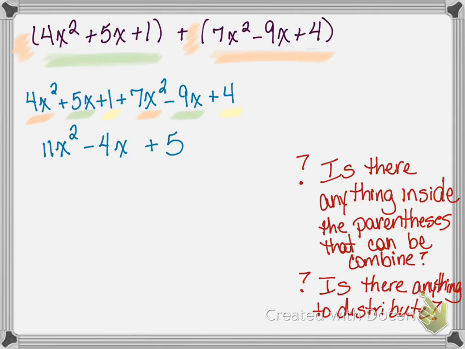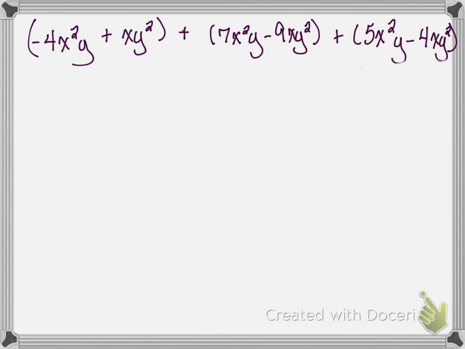Can we do another one? Okay. Here I've got negative 4x squared y plus xy squared, plus 7x squared y minus 9xy squared, plus 5x squared y minus 4xy squared. So I am combining 3 binomials.